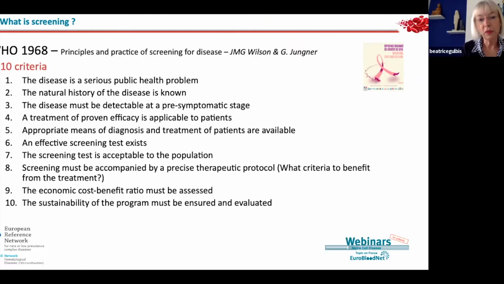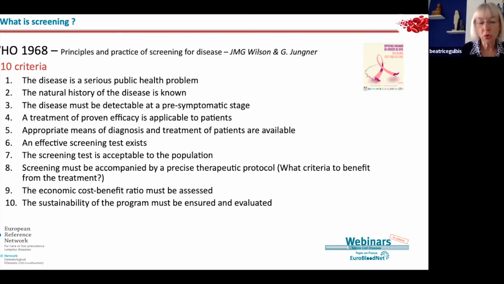You must also detect the disease at a pre-symptomatic stage. It means that you can say, yes, this individual is affected, but it's not too late to give a treatment or to do anything. The treatment has to have proved its efficacy, and it's applicable to the patients. You also have to have appropriate means of diagnosis, and the treatment of patients must be available. Maybe you know that there is a treatment, but it's not available at the level of the country, for example.